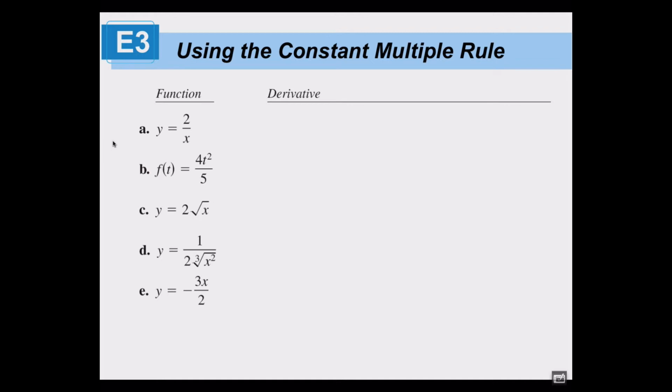What's the derivative of 2 over x? Well, if it's not something pretty, I'm going to start by rewriting it. How do I rewrite 2 over x to make it more doable? 2x to the negative 1. Therefore, y prime is negative 2x to the negative 2, which is negative 2 over x squared.